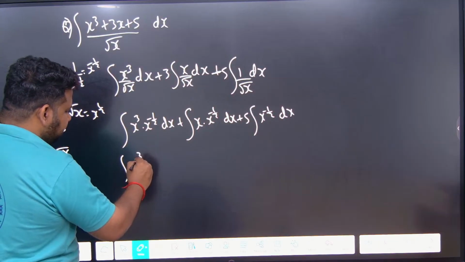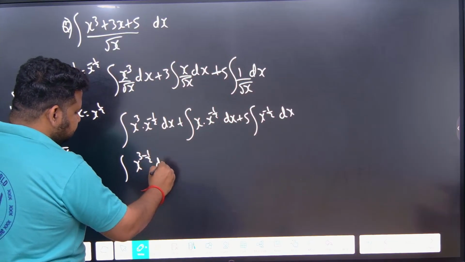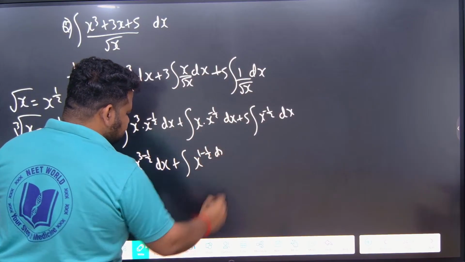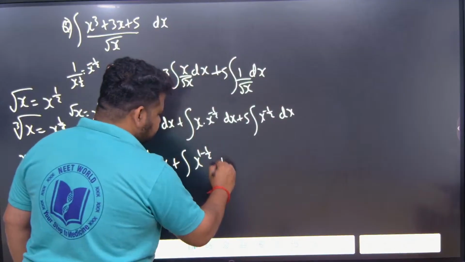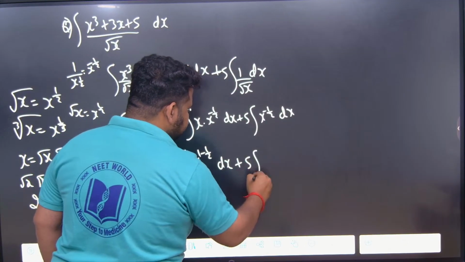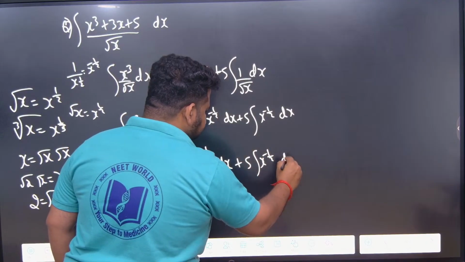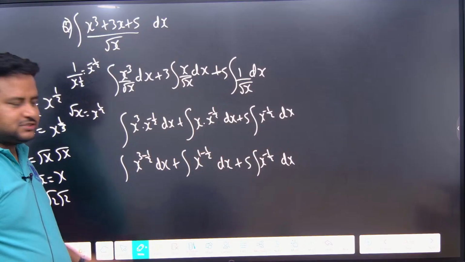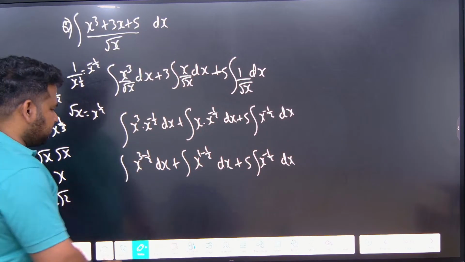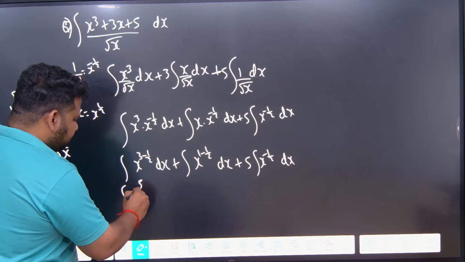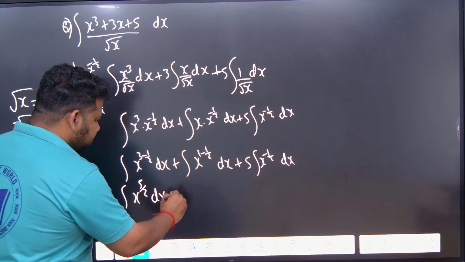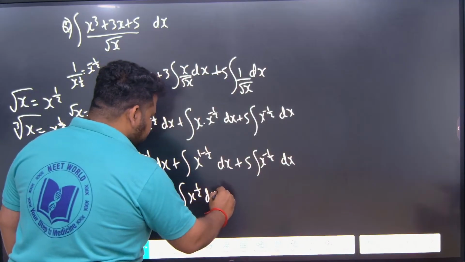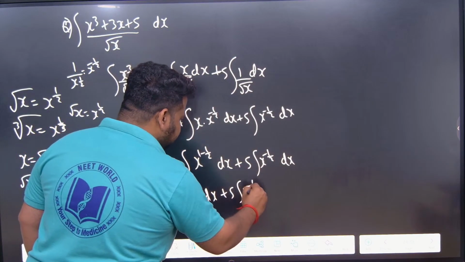So integral of x to the power of 3 minus 1 by 2 dx plus integral of x to the power of 1 minus 1 by 2 dx, plus 5 into x to the power of minus 1 by 2 dx, keep it as it is. Now what we are having? x to the power of 3 minus 1 by 2. 3 minus 1 by 2 means what? 2 3s are 6, 6 minus 1 is 5. So this will become integral of x to the power of 5 by 2 dx plus integral of 1 minus half, which is half itself, x to the power of 1 by 2 dx, plus 5 times integral of x to the power of minus 1 by 2 dx.